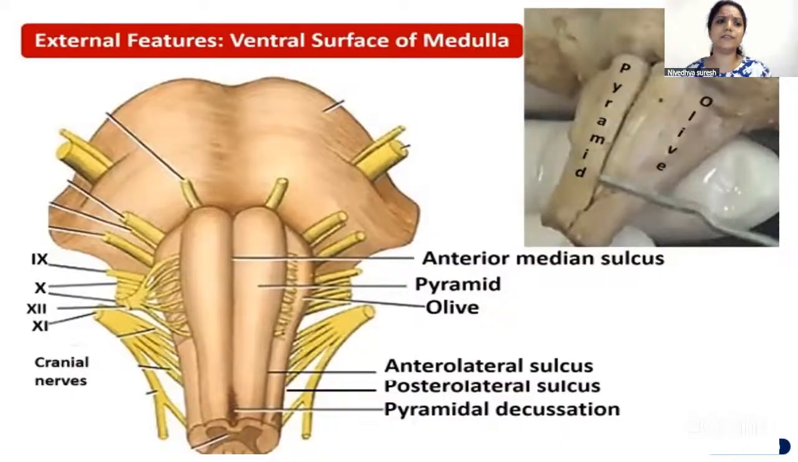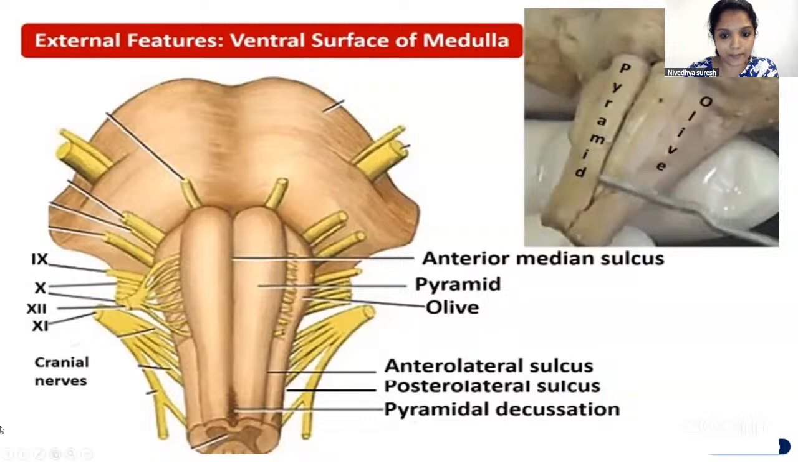This I had already told. This is the ventral surface of the medulla, that means the anterior surface of the medulla. What are the structures we can see? The pyramid, the olive, anterior median fissure, the anterior lateral sulcus, posterior lateral sulcus, and the pyramidal decussation. Pyramidal decussation is nothing but the pyramidal fibers crossing each other to the opposite side, and we can see the housing of the cranial nerves. Yes, 9, 10, 11, and 12. So the 9, 10, 11, and 12 cranial nerves also we can see on the ventral aspect of the medulla.